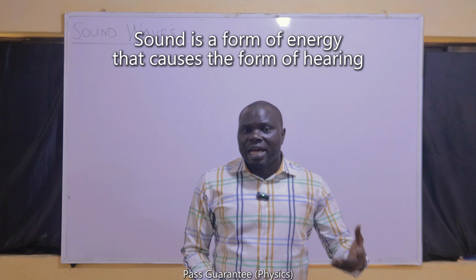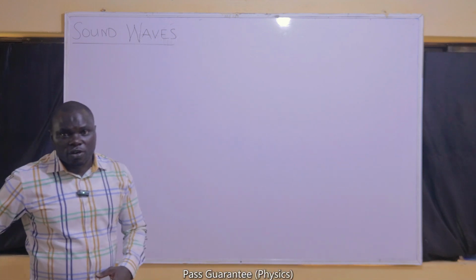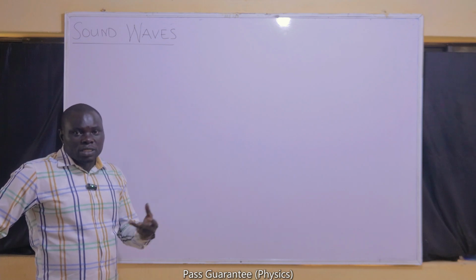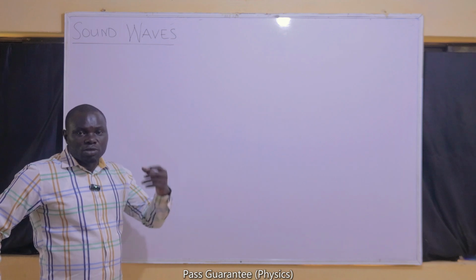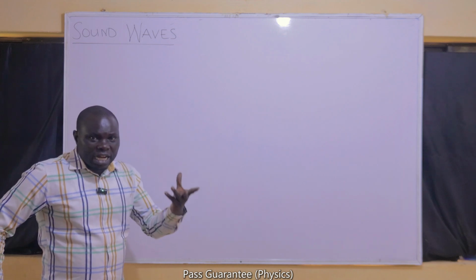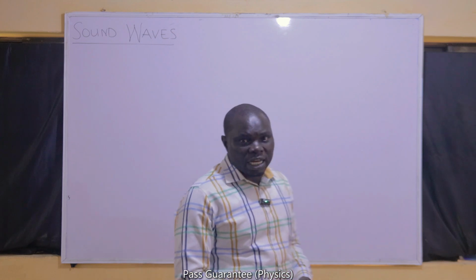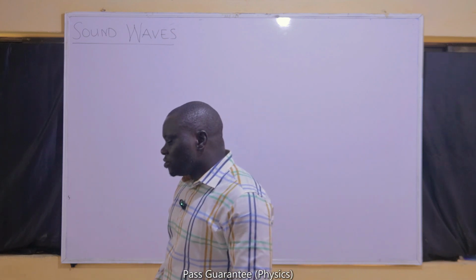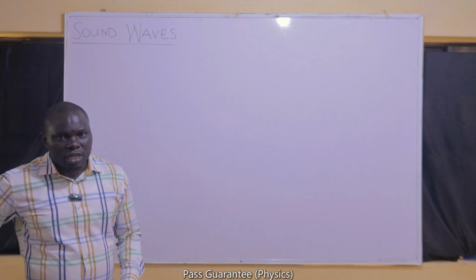When we were defining light, we said light is a form of energy that causes the sensation of sight. When light comes to your eye, you will understand what is sending the light. So the same thing for sound. When sound comes to your ear, you have an idea of what is being said. So sound is also a form of energy, just as it's also an example of waves. So sound is a form of energy that causes the sensation of hearing.